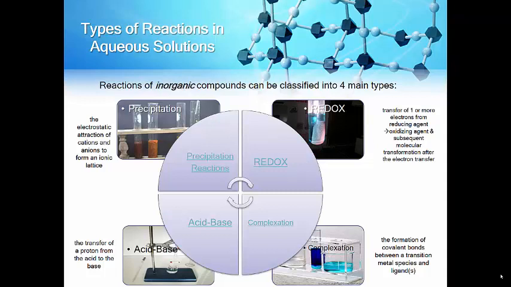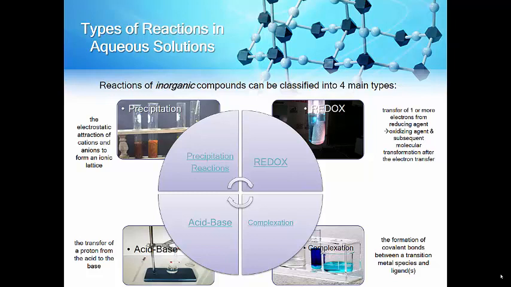Okay, so the types of reactions in aqueous solutions. Reactions of inorganic compounds can be classified into four main types. You have your precipitation reactions, and this is when you have an electrostatic attraction between cations and anions and you get an ionic lattice formed. We have redox reactions. We have the transfer of one or more electrons from the reducing agent to the oxidizing agent, okay, and that gives out a different product or molecule from that transfer of electrons.